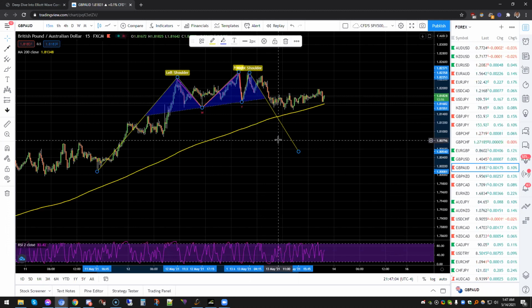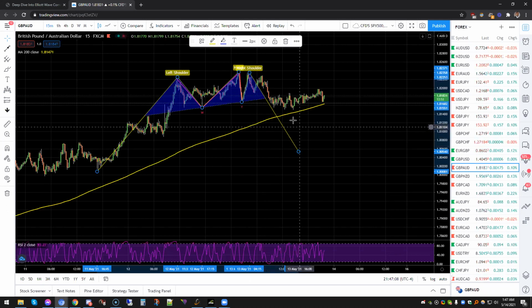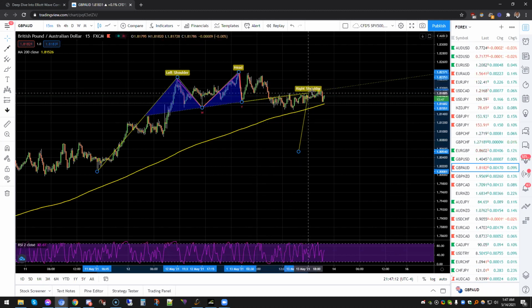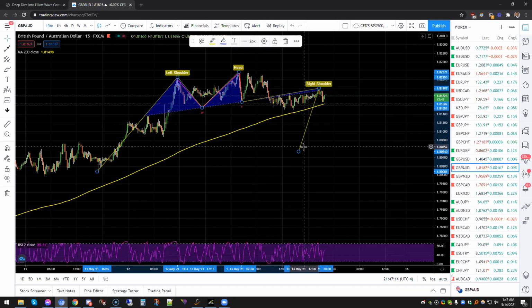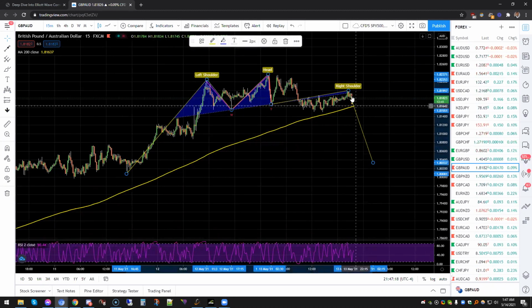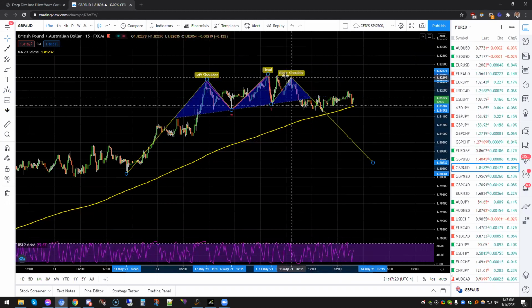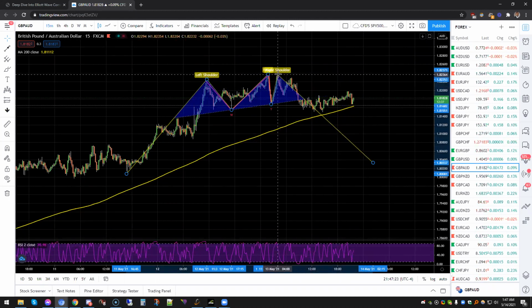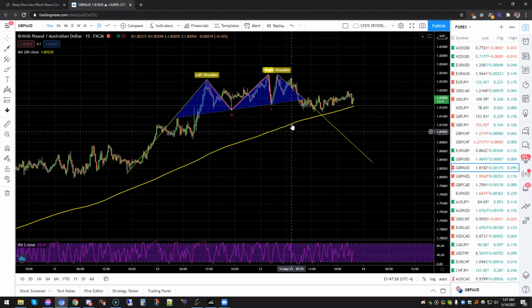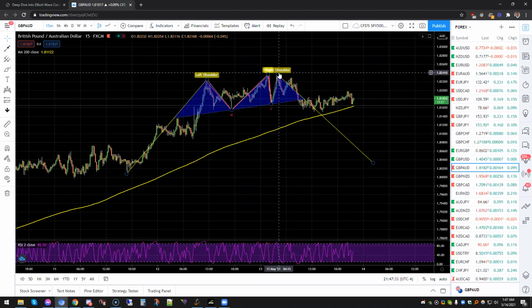So some traders would look at it like that, whilst other traders may want to look at it more like this. But this would be the best way to look at it because this high did not break the head's high. Okay, so this would be the correct shoulder. And as you can see here, the price is coming down. This is an aggressive move to the upside.